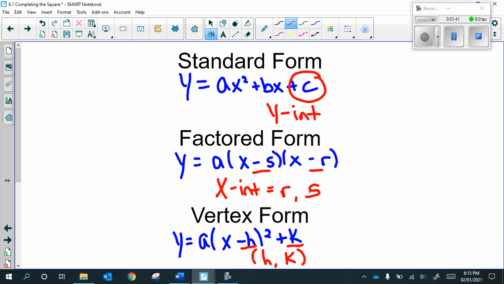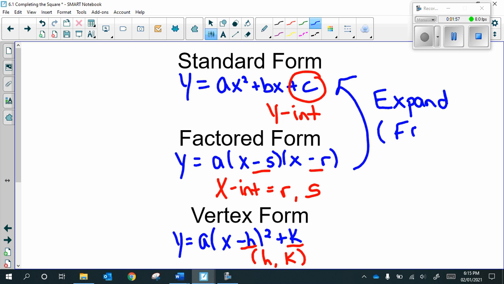So we were actually looking at how we're going back and forth between the three forms. The first thing we looked at was going from factored form to standard form, and we did something called expanding or foiling. So you'll probably remember it more by the word FOIL. So first, outside, inside, last. That's how we went from factored form to standard form. To go from vertex form to standard is the exact same thing. You would just expand and FOIL it.